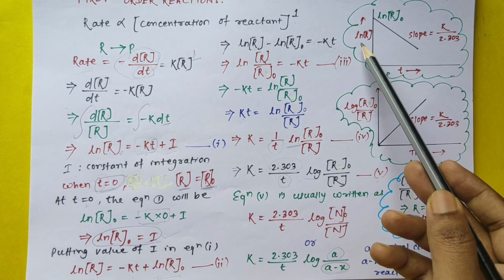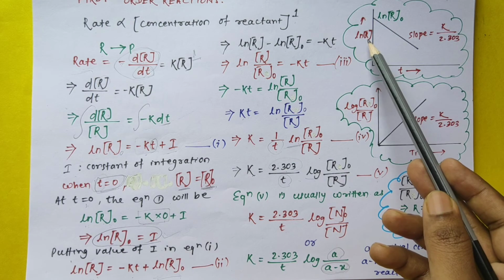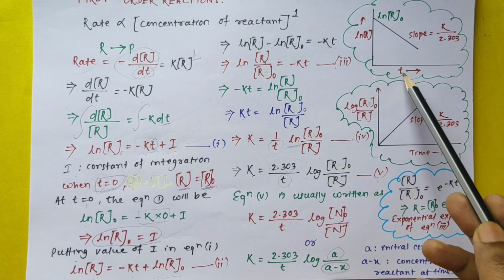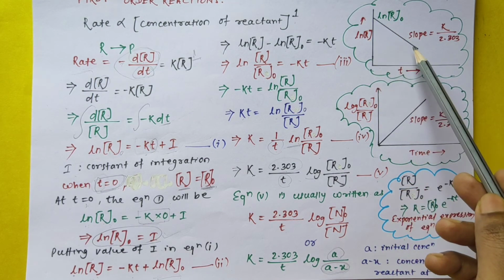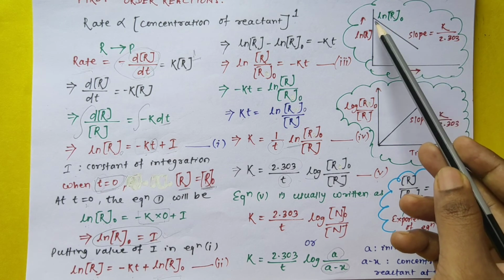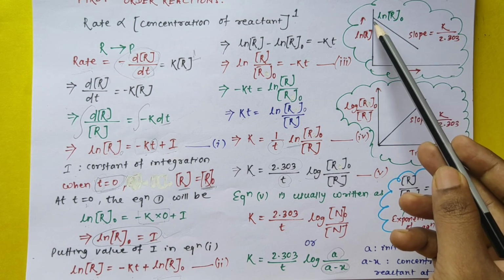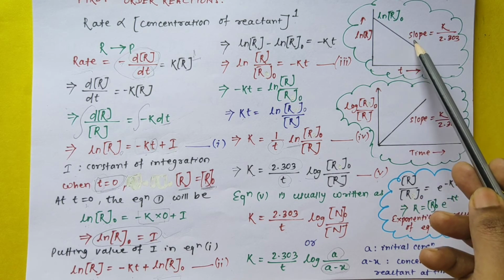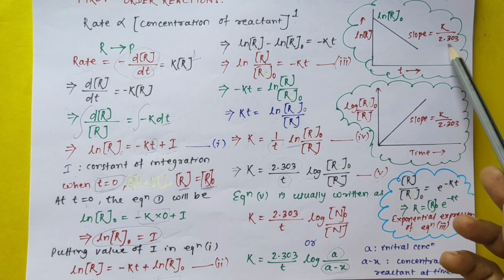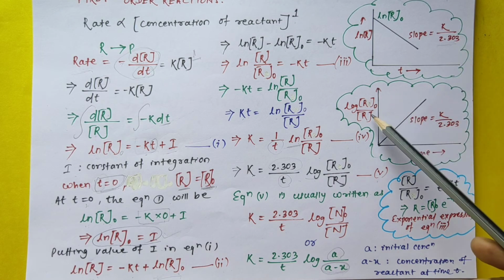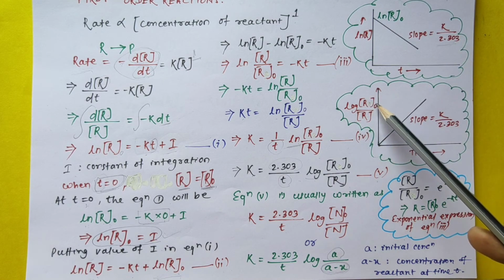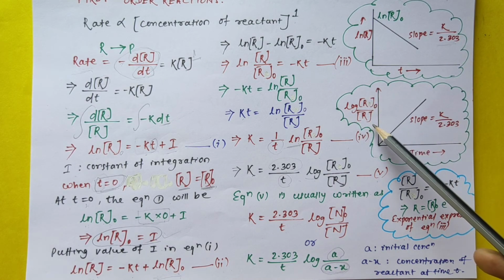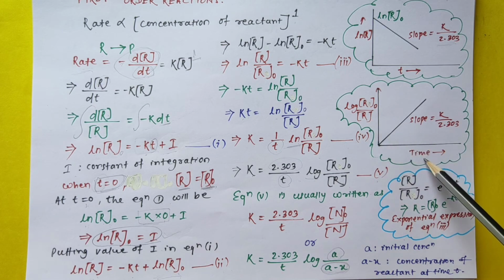If we plot the graph ln[R] versus t, then we will get a straight line which will intersect the y-axis at a certain point. That will give the value of ln[R]0, and the slope will be minus k. Next, if we plot a graph between log [R]0 by [R] versus time, then we will get a straight line passing through the origin and the slope will be k by 2.303.